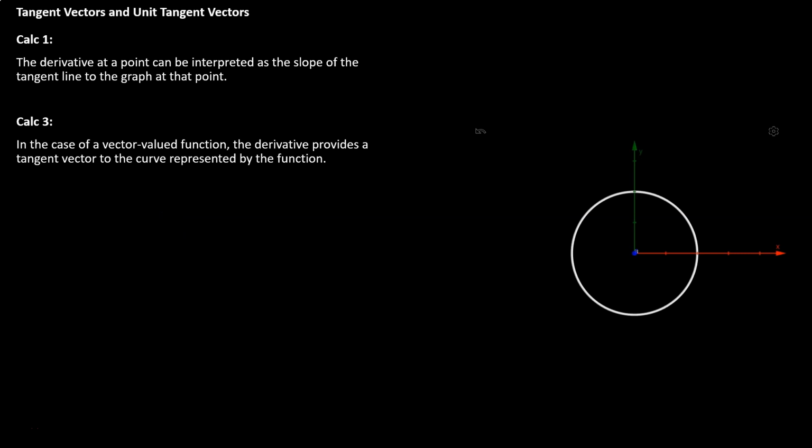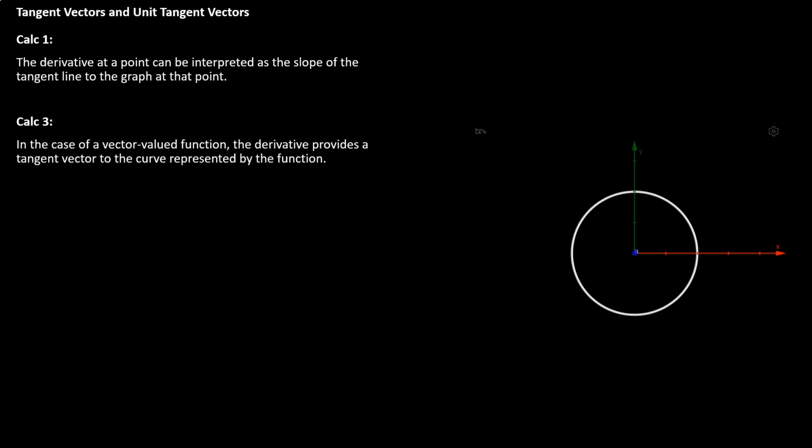We've learned about tangent vectors. We've also talked about unit vectors. We're going to combine the two ideas here, and we're also going to relate it back to a visual that we might remember from Calc 1. Remember that in Calc 1, the derivative at a point can be interpreted as the slope of the tangent line to the graph at that point.